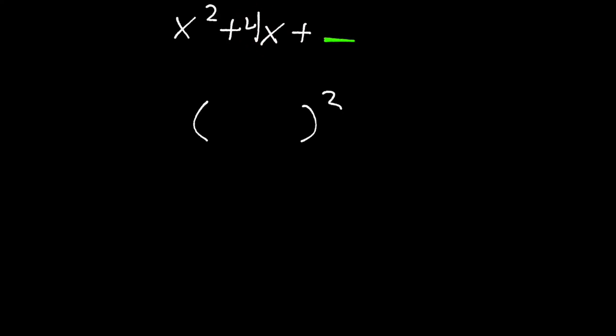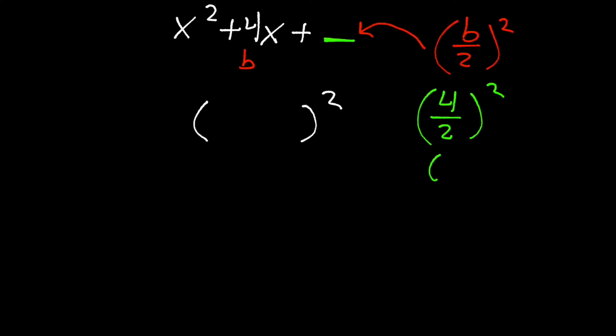This middle term in standard form is b, and the formula for completing the square is b divided by 2 squared, and then we take that and put that at the end. So, in this case, our b is 4, divided by 2, and square it. That gives me 2 squared, which is 4. So, to create a perfect square trinomial, I had to put a 4 at the end of this expression.